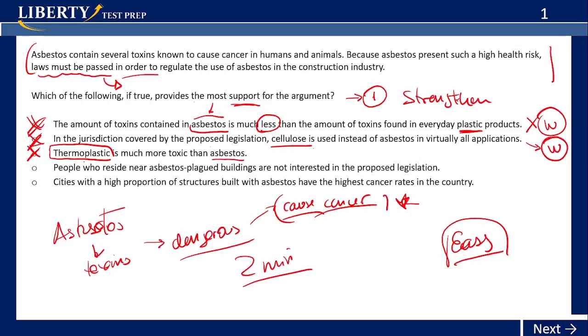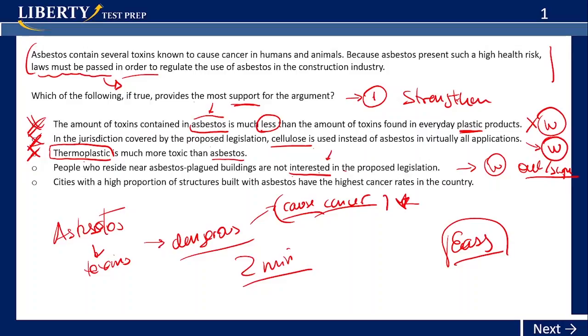Letter D. People who reside near asbestos-plagued buildings are not interested in the proposed legislation. This one is a little bit weak and a little bit out of scope, okay? Out of scope means that it doesn't really strengthen or weaken. It's outside of the argument. It doesn't answer the question. Why? Because basically, we don't care if people are interested or not.